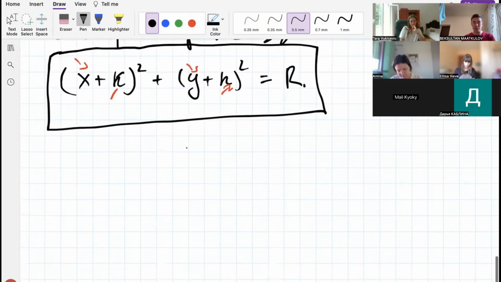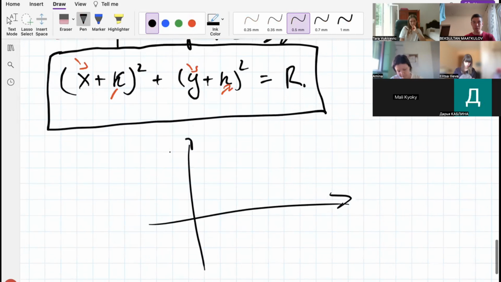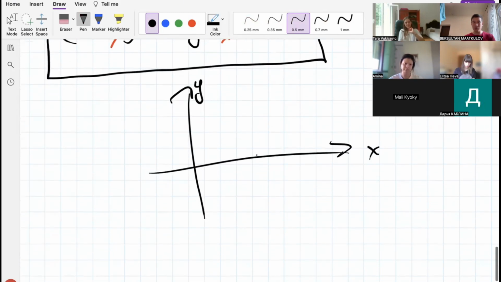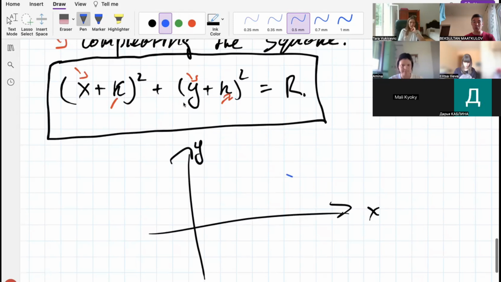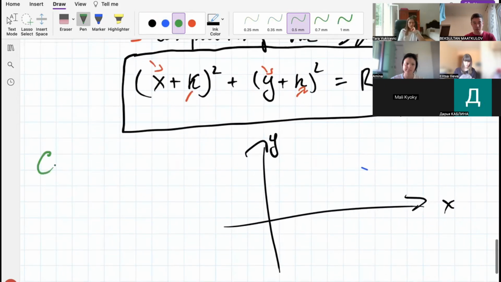Anytime you have a circle, basically you have xy coordinates, x and y. The first thing you have to find is the center of the circle. So any point in xy coordinates, let's say this point, will have an x coordinate and a y coordinate, right? And the most important thing of the equation of the circle, you should be able to know how to find the center of this circle. Let me write down C as the center. So the center of the circle will be minus k, minus h.